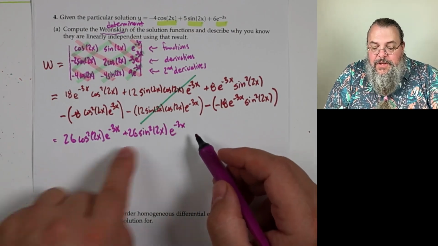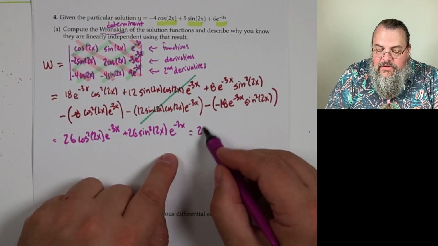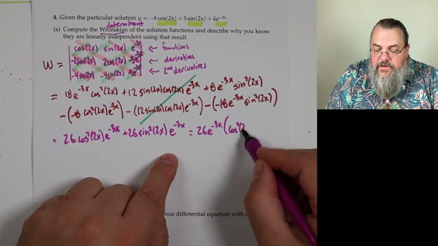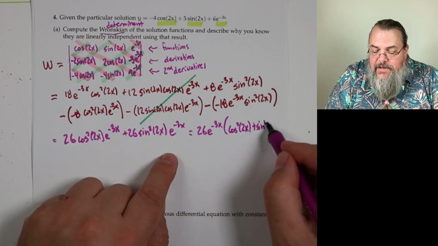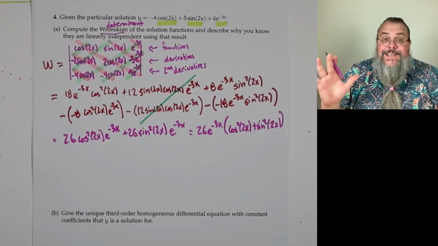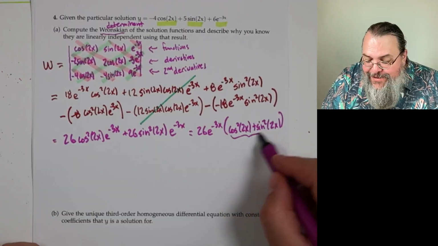Well, they both have 26. They both also have e to the minus 3x. So 26 e to the minus 3x times cosine squared of 2x plus sine squared of 2x. Oh my gosh, it's happening! Well, wait, what's happening? This is 1.